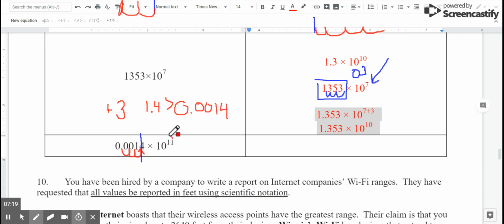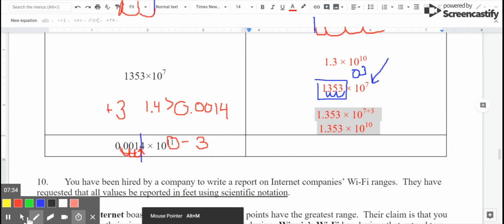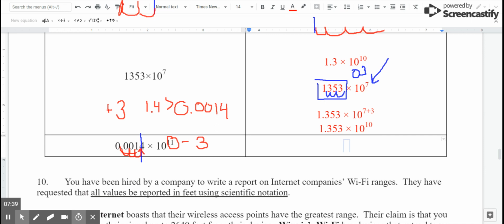So in order to compensate for that, I need to take this 11 and make it smaller by that same number of spots. So to make up for the fact that I made this bigger by a factor of 10 to the 3rd power, I'm going to make my other factor smaller by a power of 10 to the 3rd power. For my final answer, that gives me 1.4 times 10 to the 11 minus 3, which is 8, so times 10 to the 8th power.